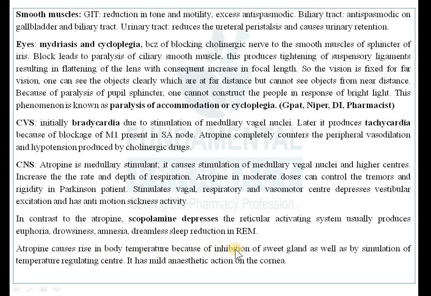Atropine causes rise in body temperature because of inhibition of sweat glands, as well as stimulation of the temperature regulating center. So atropine will increase body temperature by inhibiting the sweat gland. Now how does temperature regulation happen? If your body temperature increases, your sweat glands get activated and sweating occurs, and after the sweat evaporates you get a cooling sensation. That's how body temperature is decreased if it is increased, and it is also decreased by a central mechanism known as the temperature regulating center located in the medulla oblongata.